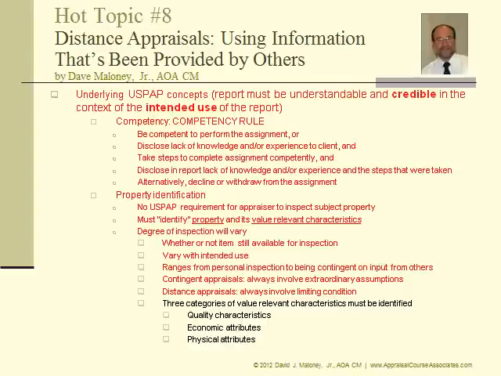Regardless of how or by whom the property is inspected, or how the appraiser obtains his or her information, the degree or extent of inspection by whomever and the amount of information transmitted to the appraiser must be sufficient to enable the appraiser to identify the property itself as well as the property's value-relevant characteristics. These value-relevant characteristics fall into three categories: quality characteristics and value-relevant economic and physical attributes.